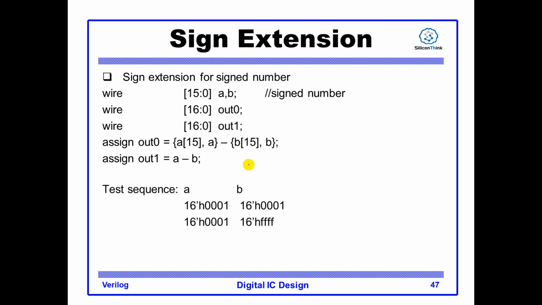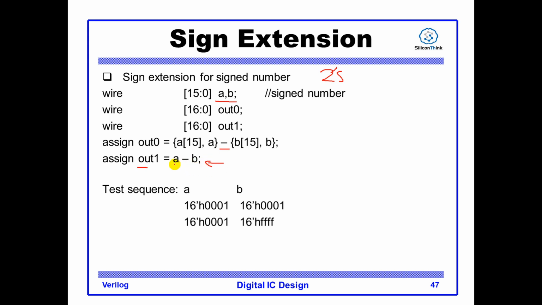Okay, let's see the difference between sign extension and zero extension for arithmetic calculation. Let's assume A and B are signed numbers, in the view of the designer, in the two's complement format, and we want to do the operation A sub B. You may write it in this format and in this format. For the first one, we do sign extension. For the second one, we just write A sub B.